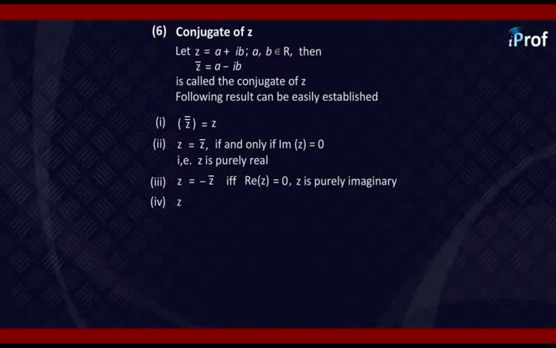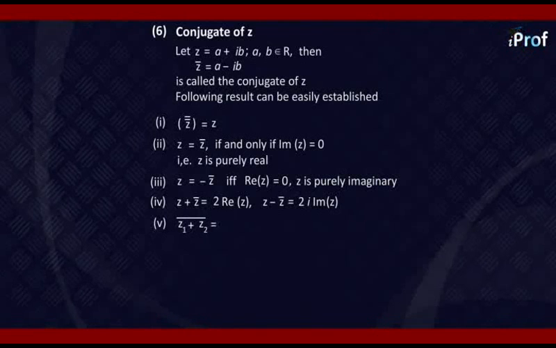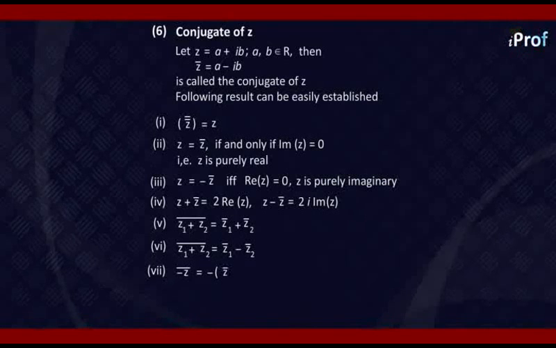Fourth, z plus z bar is equal to twice real part of z, and z minus z bar is equal to twice imaginary part of z. Fifth, z1 plus z2 whole bar is equal to z1 bar plus z2 bar. Sixth, z1 minus z2 whole bar is equal to z1 bar minus z2 bar. Seventh, minus z whole bar is equal to minus times z bar.